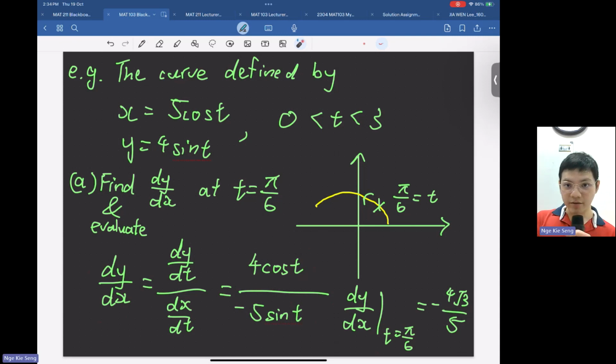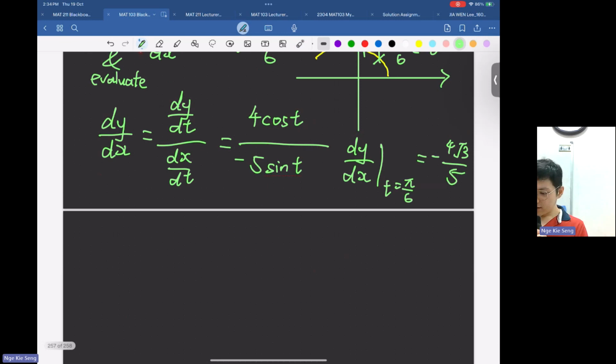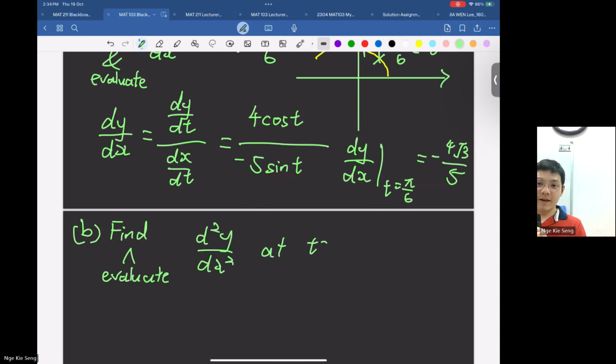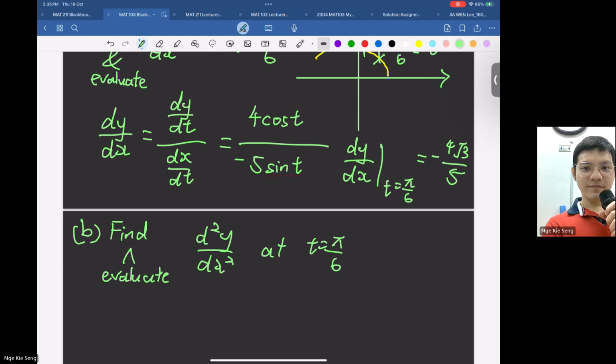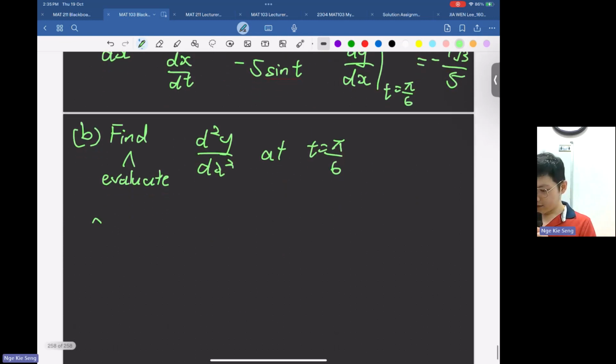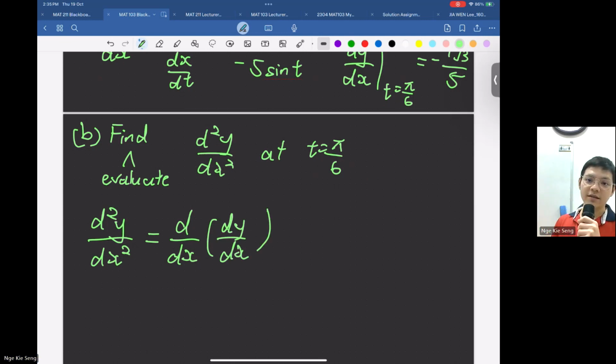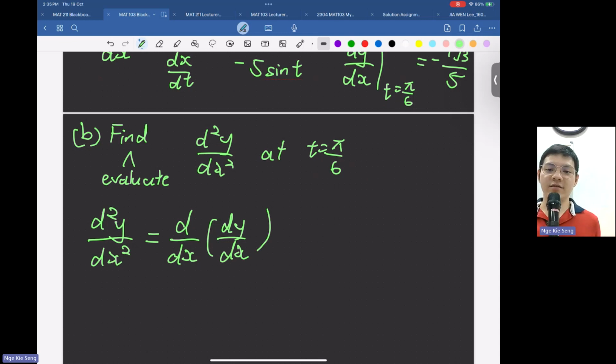Okay, good. So next, let us go up a level. How about find and evaluate d square y over dx square at the same point? I told you how to compute dy/dx, so how to compute the second derivative then? Let's try. d square y over dx square is just differentiating dy/dx.